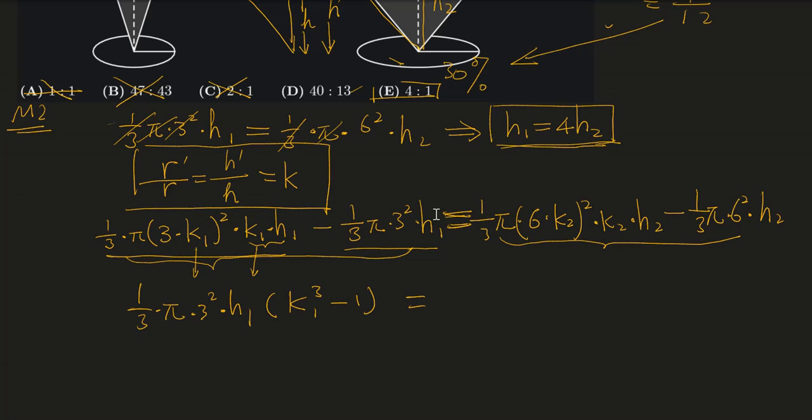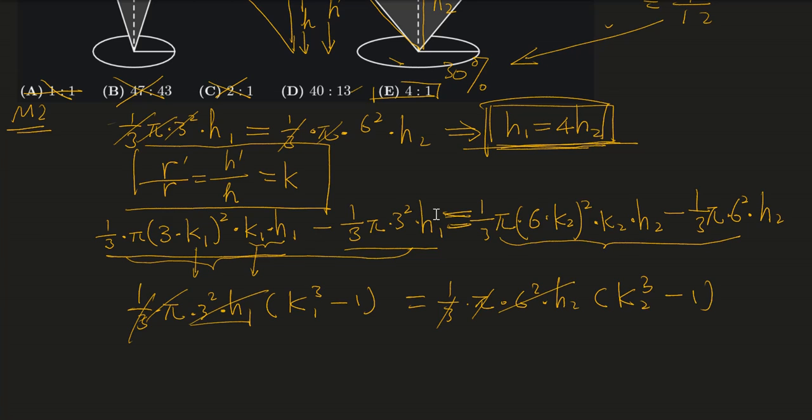We do the same with the right-hand side, which is 1/3 times pi times 6 squared times h2 times k2 cubed minus 1. And don't forget, we have this relationship. So we can cancel out all these identical terms. This is canceling with this because of this equation, right? Therefore, we have k1 cubed minus 1 equals k2 cubed minus 1, and that implies k1 equals k2.